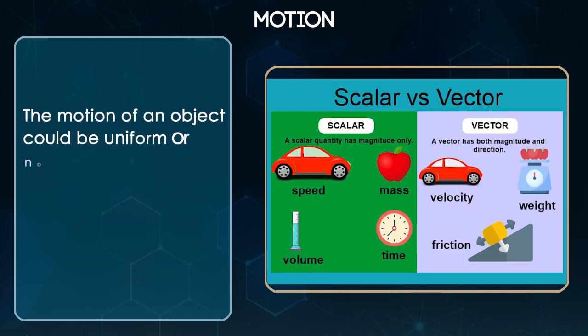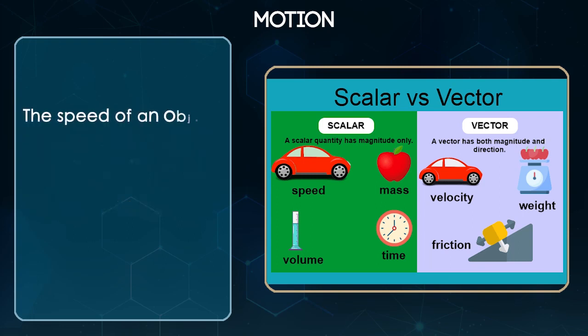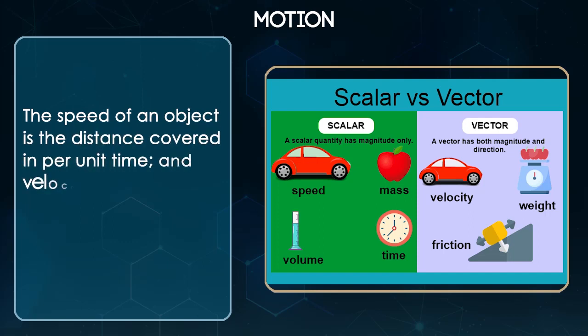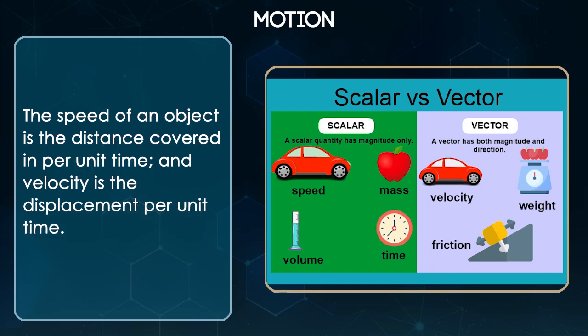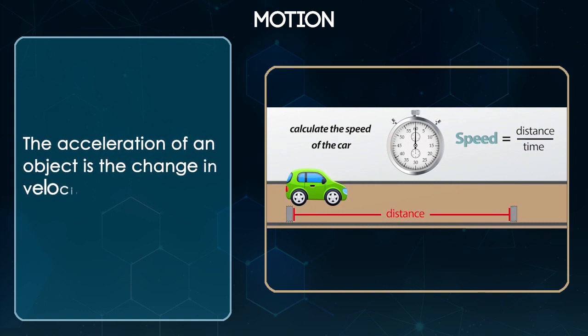The motion of an object could be uniform or non-uniform depending on whether its velocity is constant or changing. The speed of an object is the distance covered per unit time and velocity is the displacement per unit time. The acceleration of an object is the change in velocity per unit time.